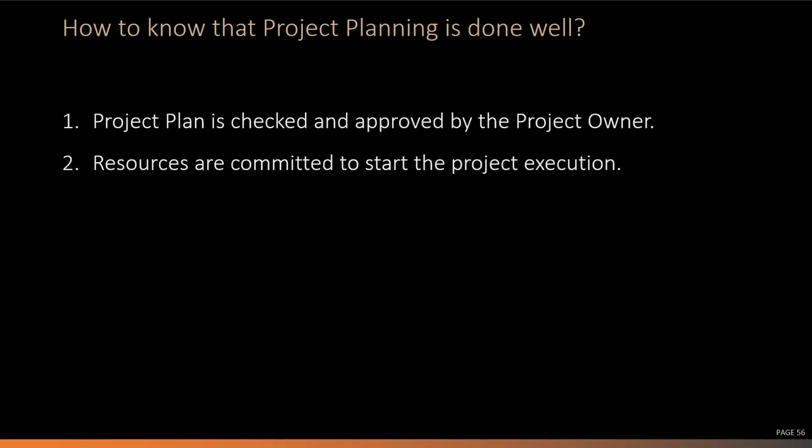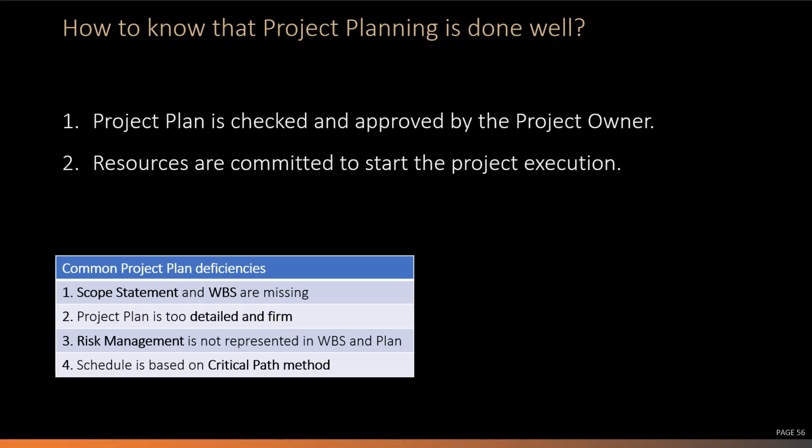When it comes to the quality check of your project plan, there are 4 common errors made by inexperienced project managers. First, the scope statement and work breakdown structure are usually missing in the project plan. Second, the project plan is too detailed compared to what the project manager will actually be able to control or pay attention to. Third, risk management is not represented in the work breakdown structure and in the plan, and as a result will be seen as extra work. And finally, the schedule is based on the critical path method and is unnecessarily wasteful.